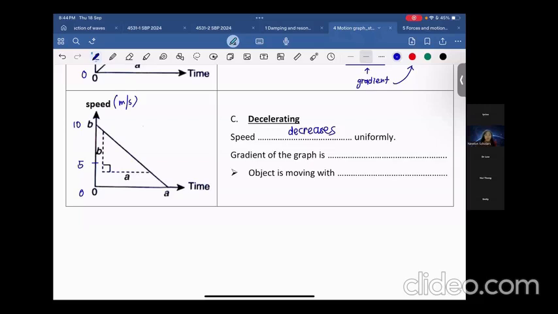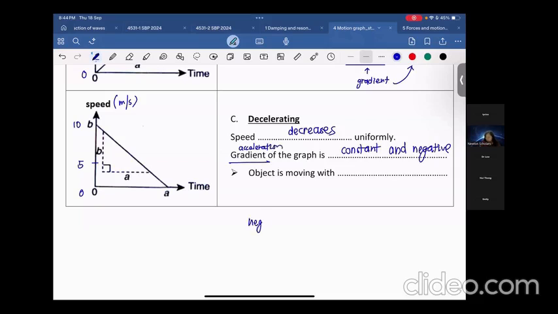Okay, let us continue for this part. We will find that the speed is decreasing. If you calculate the gradient, you will also get a constant value, but this constant value is negative. So you write that the gradient is constant and the value you get is negative. Gradient represents your acceleration.